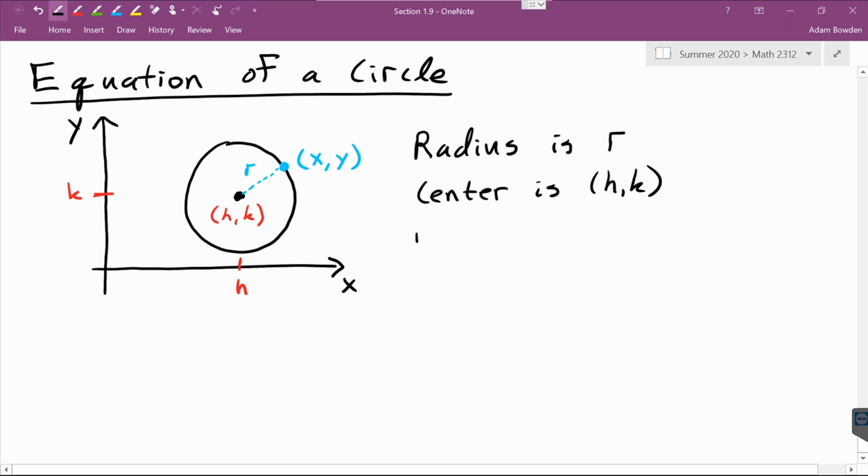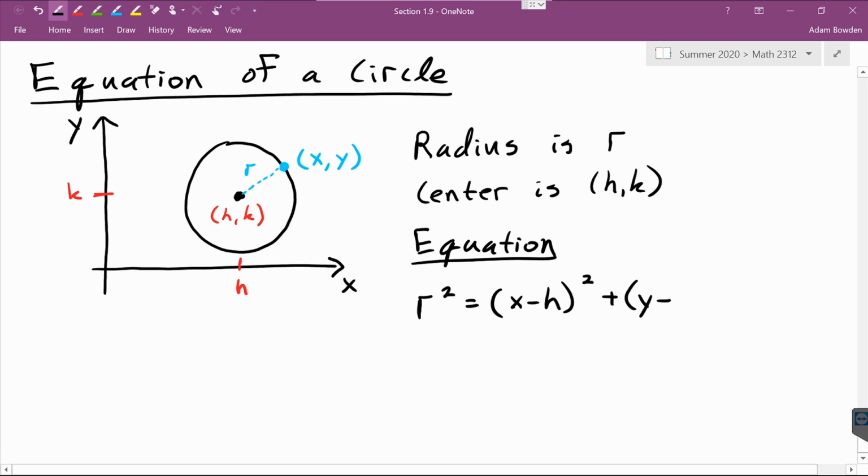And so the equation that we get here for this circle goes r squared equals x minus h all squared plus y minus k all squared. So that takes into account all the different things, the h and k for the center, the r for the radius, and then x and y can be any numbers that exist on the circle itself.